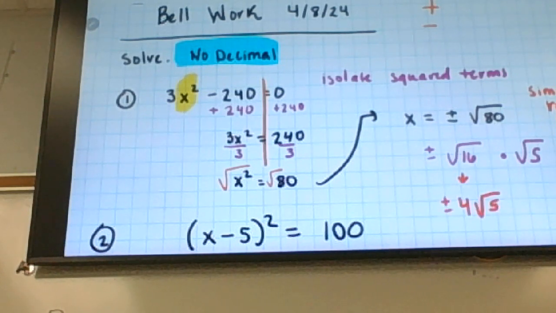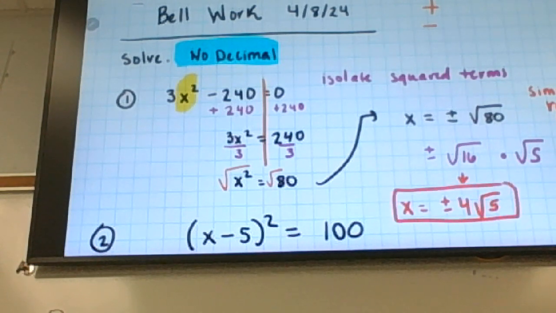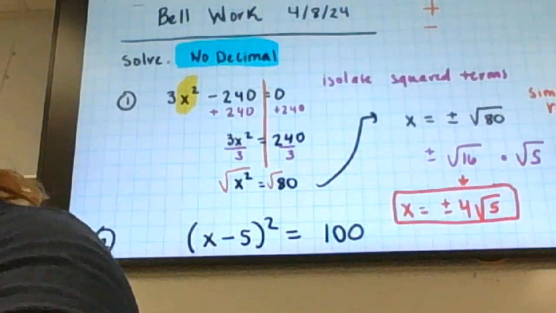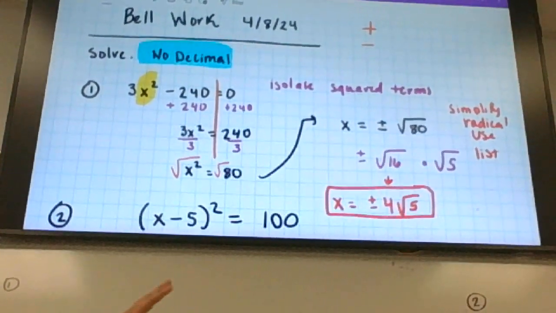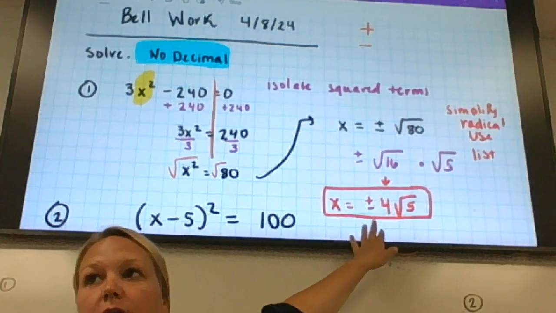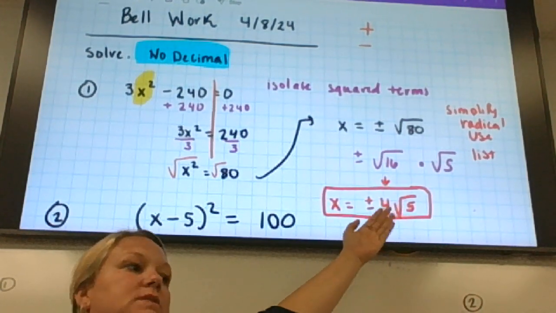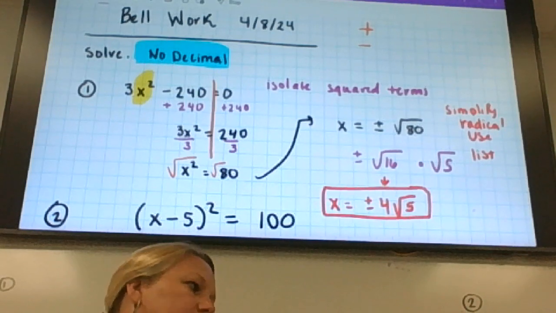So I still got the plus or minus sign. I still got x equals. 5 doesn't square root. There's nothing that 5 can divide by that square root. So that's where I stop my answer. So there's 2 ways that you have to answer these. Sometimes it's like this, simplest radical form, and sometimes it's the decimal, which would have been 8.9.